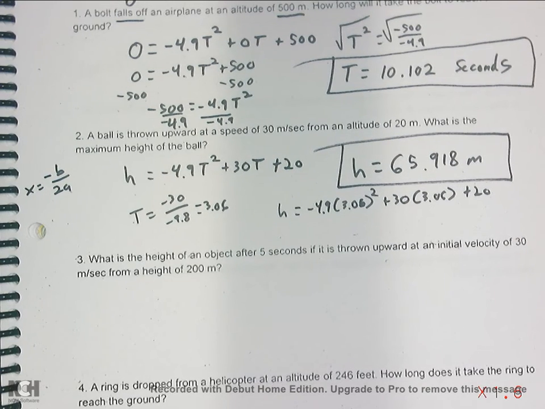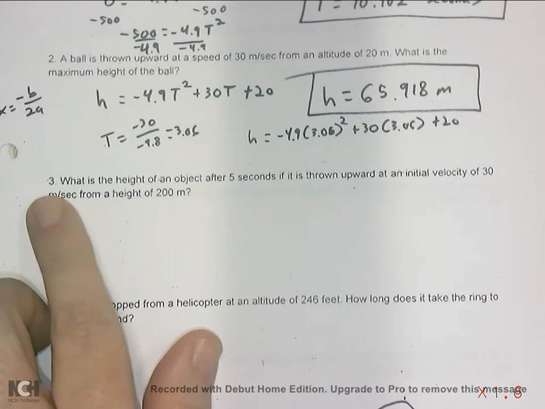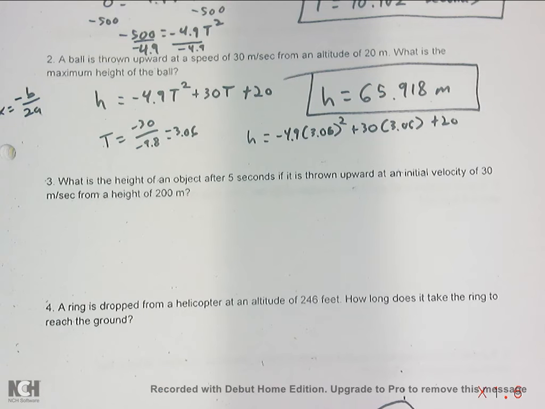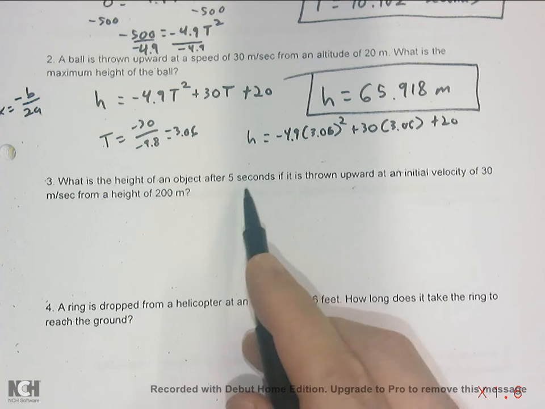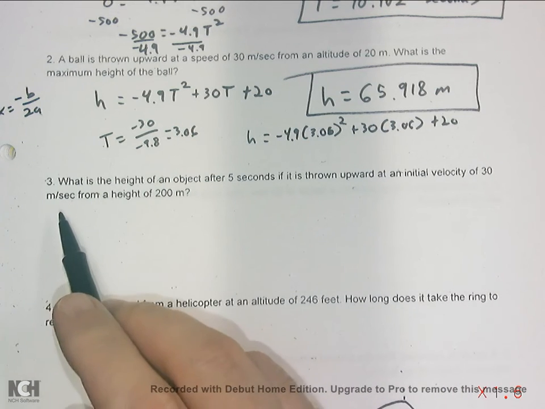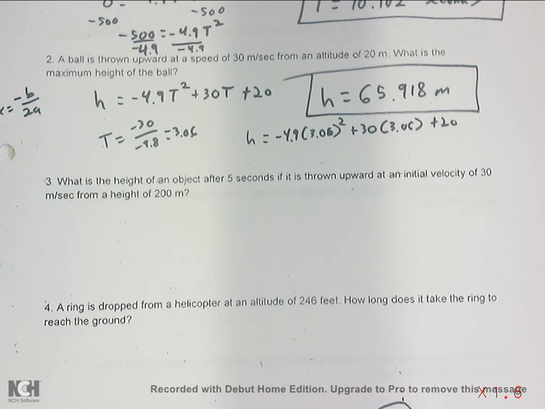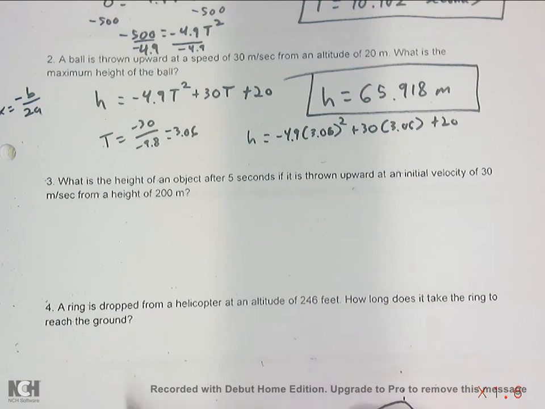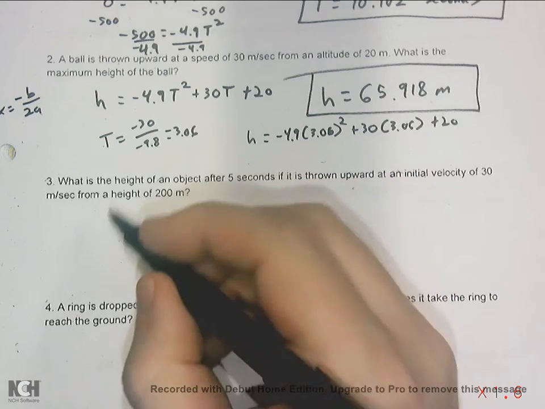So let's look at this one. I have a height of an object after 5 seconds. What is the height of an object after 5 seconds if it is thrown upward at an initial velocity of 30 from a height of 200? So it wants to know what a specific height is at a specific time, and it gives me a velocity. So it's giving me everything here except for the actual height. So this one's actually going to be set up pretty easy.